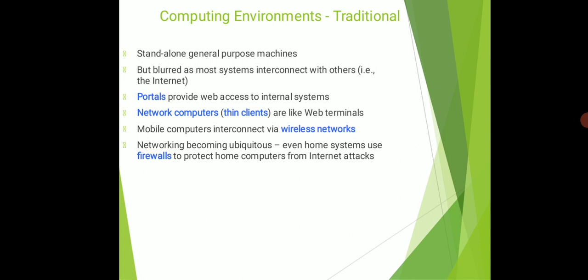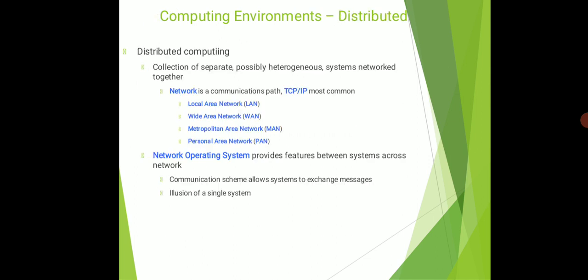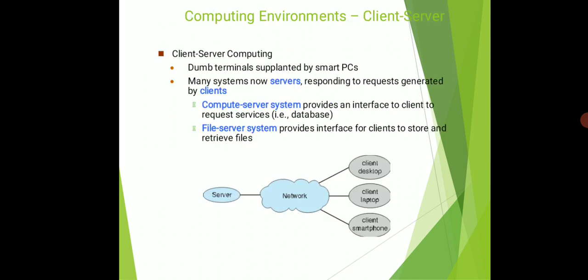Next one, computing environments. Here we are using portals, network computers, wireless networks, and firewalls, which come under computing environments. Handhelds, smartphones, and tablets also come under computing environments. Here we are seeing distributed computing: a collection of separate, possibly heterogeneous systems networked together. Examples are local area network, wide area network, metropolitan area network, and personal area network. So LAN, WAN, MAN, PAN. These are some common networks we are using in computing environments.